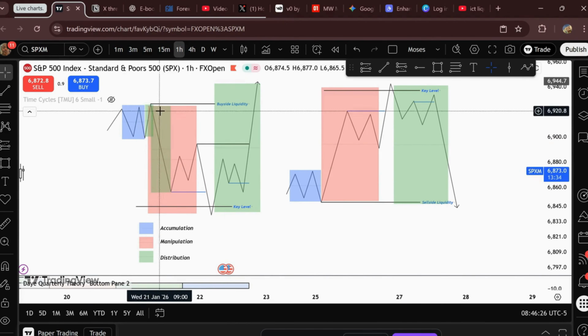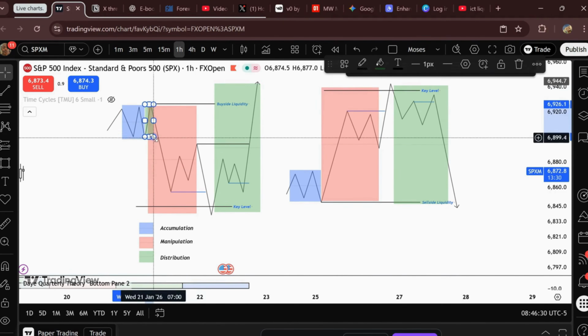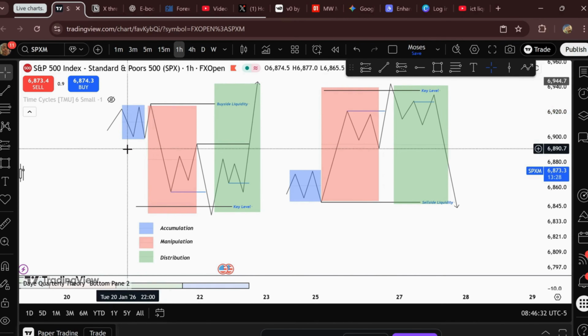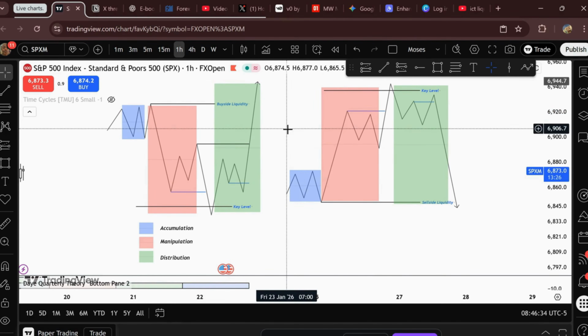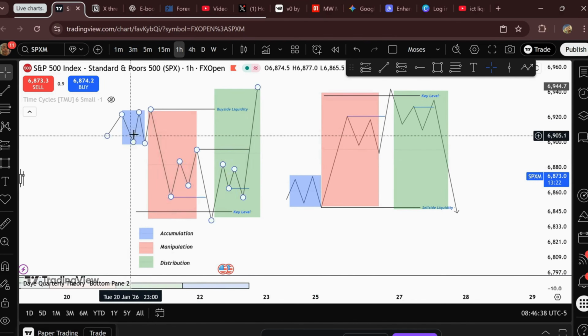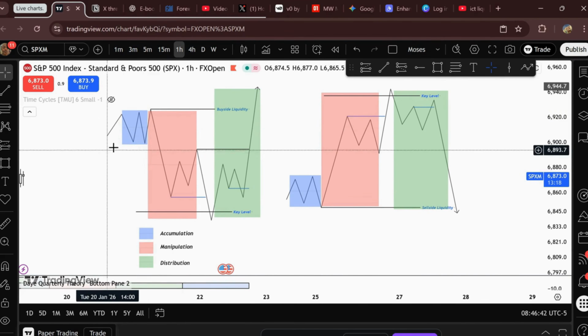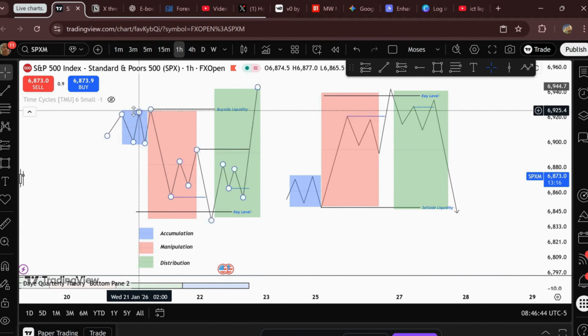But this is going to be a topic for another day. We'll talk about it in our next class. We'll talk about internal and external range liquidity. But I want you to understand this power of three concept, which is a unique concept that can change your trading game for good. So we want to see price accumulate, right?